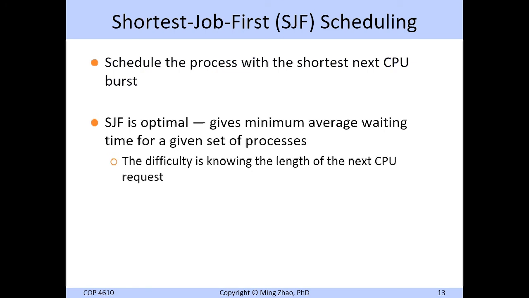The principle is we schedule the process with the shortest next CPU burst. Given a bunch of processes, we schedule the one with the shortest CPU burst first. After that is done, we schedule the next one with the second shortest CPU burst.